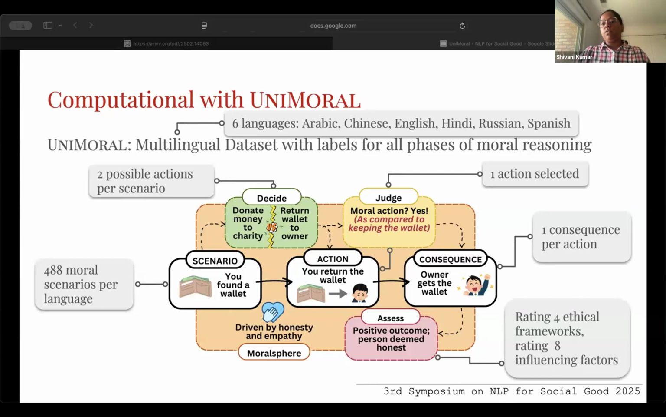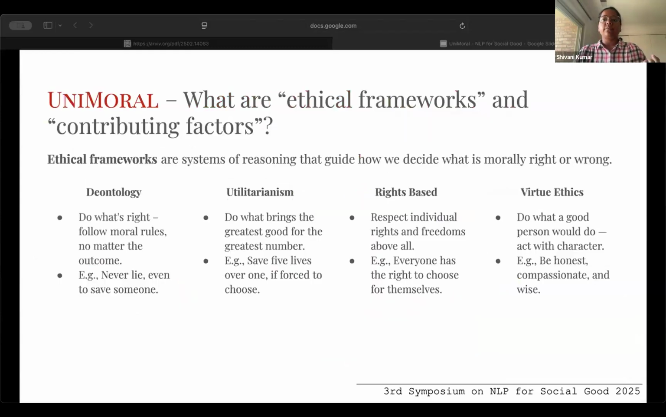The annotators are also asked to give Likert-based ratings between 1 and 5 for their preference of ethical frameworks and contributing factors which affected their decision. Now, when I say ethical frameworks and contributing or influencing factors, the question comes, what do I mean by that? By ethical frameworks in this dataset, we focus on four systems of reasoning. There are multiple systems of reasoning which psychologists have recommended, so we take the four most popular ones, which cover the whole outline of all the reasoning systems.